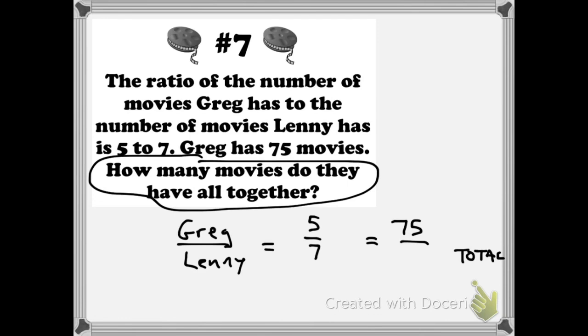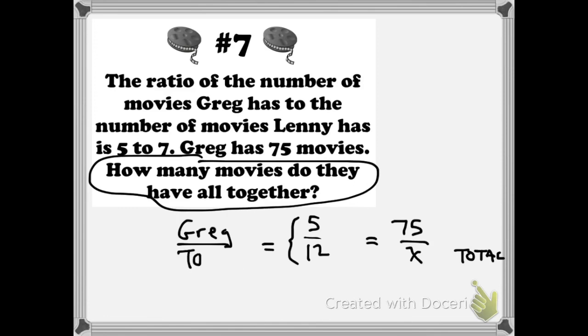So if we're looking for the total here, if Greg and Lenny together, right, 5, 7, well, instead of having Lenny here, 5 and 7 is 12. Right? So let's get rid of the 7, put a 12 in there, all right? And we know that that's our total.